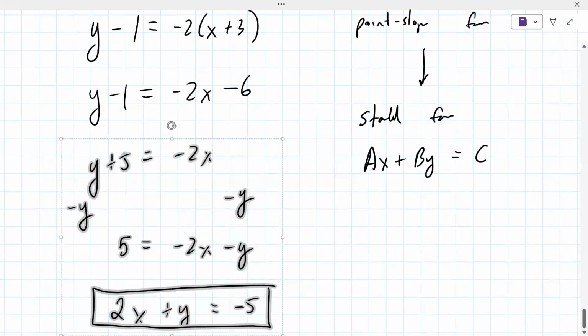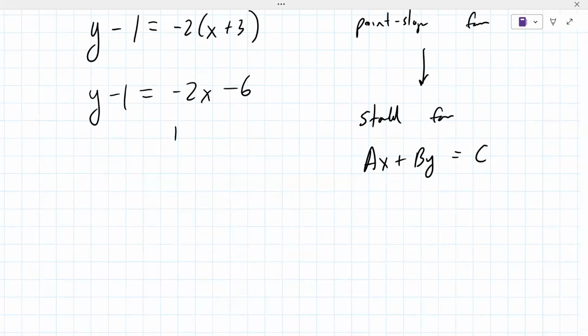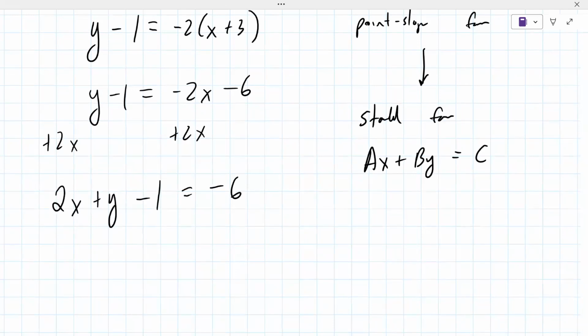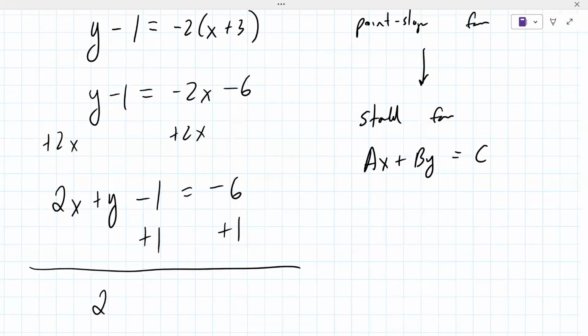So the way I would do it, let me back up here, is I would add 2x to both sides. So it's 2x plus y minus 1 equals minus 6. And then I would add 1 to both sides. 2x plus 1y equals minus 5, okay. Like that. Is that okay? Yeah. All right, let's try another one here.